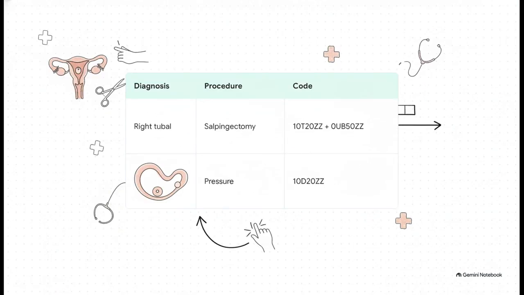Now, absolute precision is required when things get a bit more complex. Let's say a right tubal pregnancy involves both the removal of the pregnancy and the excision of a portion of the tube. A laparotomy and salpingectomy in this case actually results in two distinct procedure codes, 10T20ZZ plus 0UB50ZZ. You absolutely must capture both of those distinct actions. Or consider this unique scenario. A left tubal pregnancy is treated via laparotomy, but the surgeon removes the products of conception simply by applying manual pressure to the tube. Because of that very specific physical technique, the resulting code is 10D20ZZ. It just goes to show why you have to read those operative reports word for word.